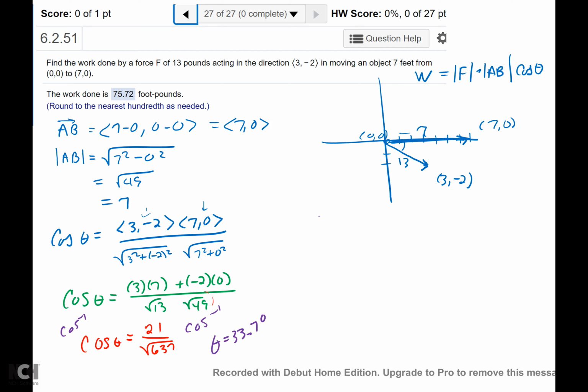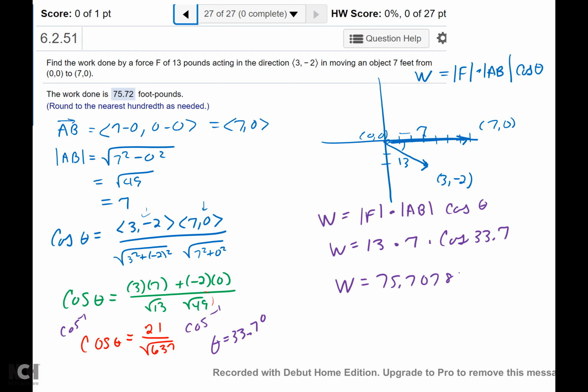So the work being done is the magnitude of F, which we said was 13, times the magnitude of what you moved, which we said was 7, times cosine theta, which we said is 33.7. If you type that in, you get 75.70782511, which mine would round to 75.71, and the answer is 75.72, and I'm sure I'm off because I rounded that theta off. So be careful, don't round it off too soon. Give yourself a couple extra decimal points and your rounding should come out.